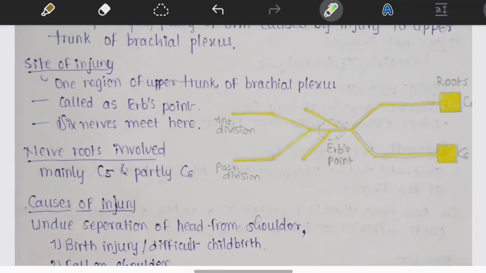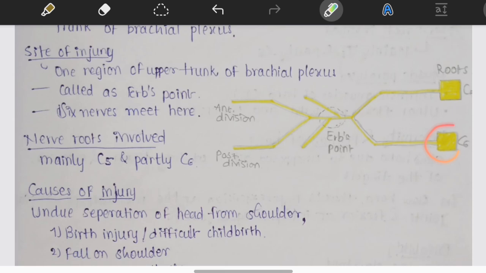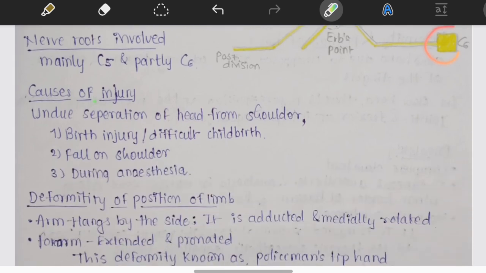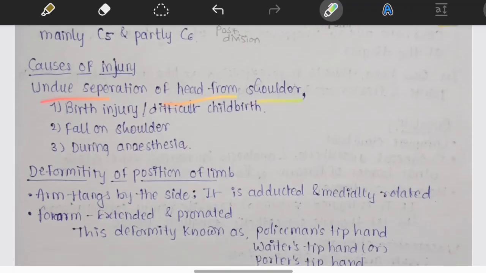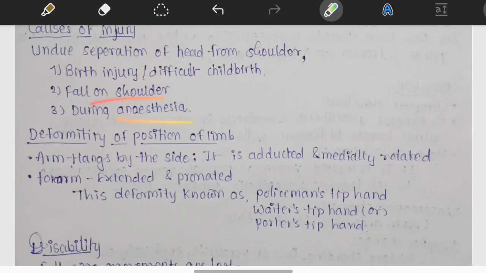Already we have seen, and here is the point where 6 nerves join, that is Erb's point. 6 nerves meet here. Nerve roots involved are mainly C5 and partly C6, mainly C5. Causes of injury: undue separation of the head from the shoulder. When does it occur? Birth injury, difficult childbirth, fall on the shoulder, during anesthesia.